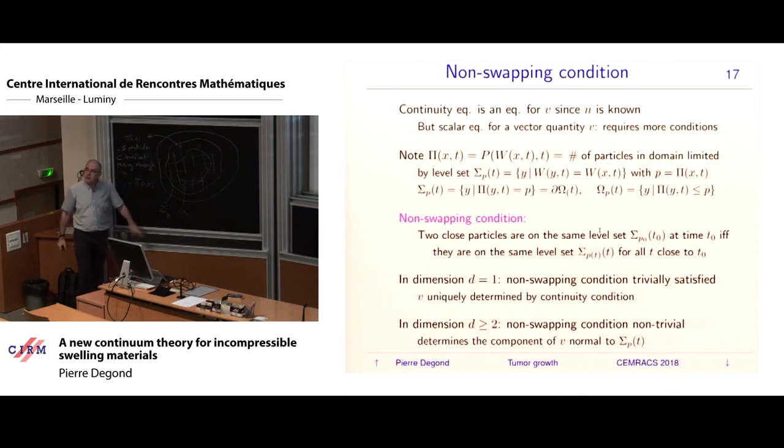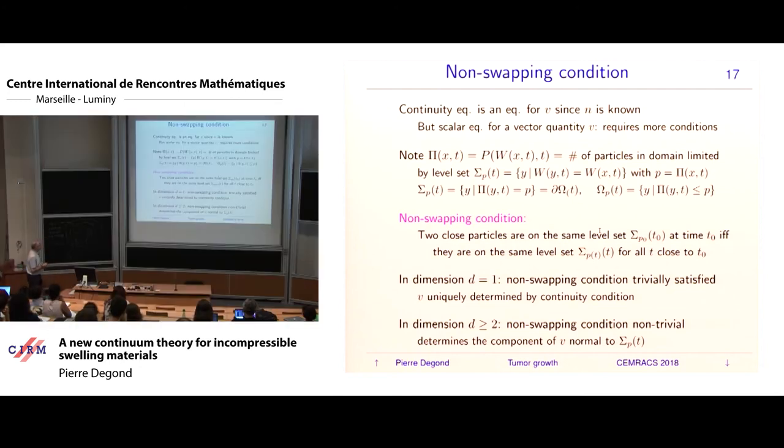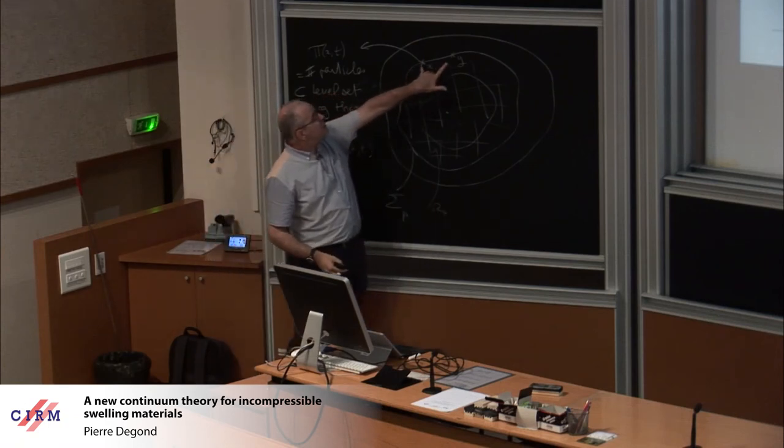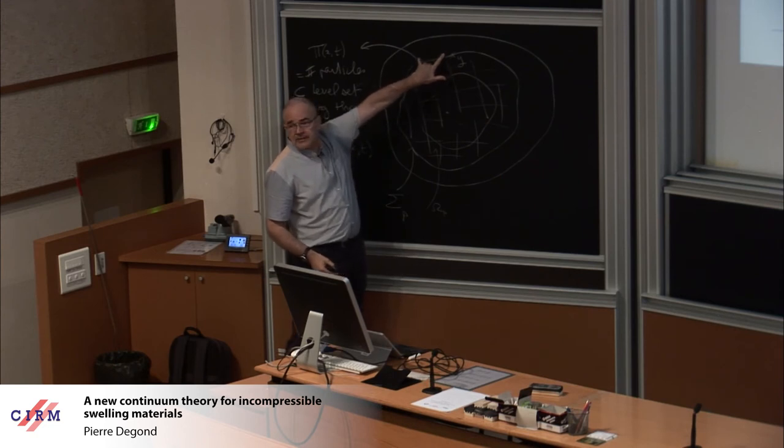Okay, so in order to make a more rigorous definition, and this is where Michael came in, he suggested that we say that the non-swapping condition means that if I take two particles on the same level set at a given time, then there is a neighborhood in time where they will still be on the same level set.